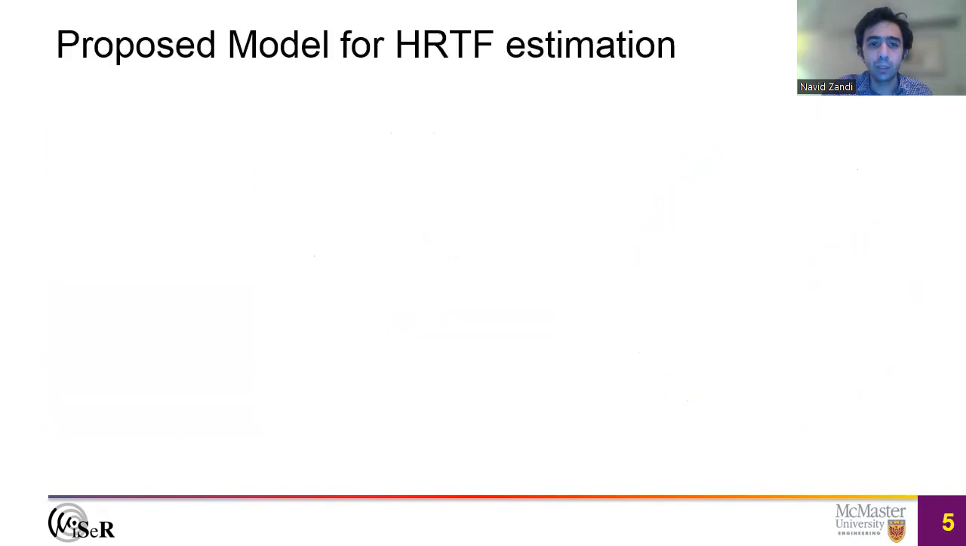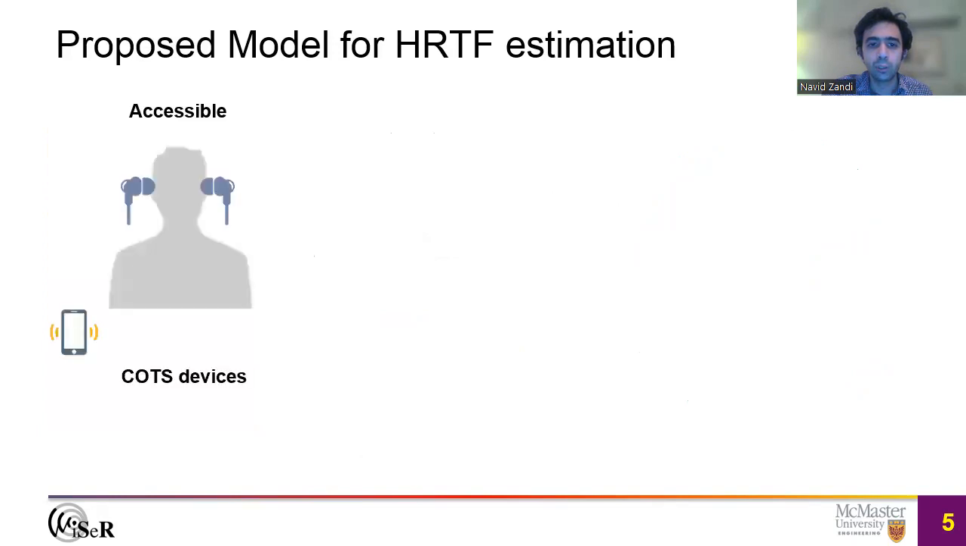So the main idea behind our work was how can we make this process easier? First of all, it should be accessible to everybody. So our proposed solution uses commercial off-the-shelf devices. Using their smartphone and in-ear microphones, people can measure their own HRTF in the comfort of their homes. Second, it should be fast. So measuring all the desired directions is not practical. They only need to measure some sparse directions.